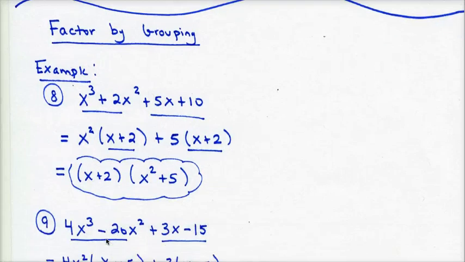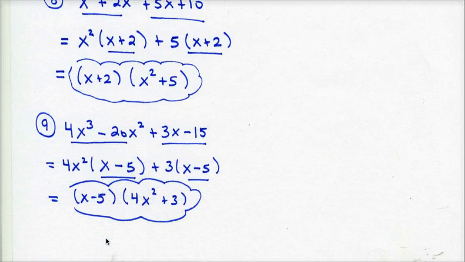I'm going to do a few more. So here's number 9. Number 9 says, okay, now it's 4x cubed minus 20x squared plus 3x minus 15. 1, 2, 3, 4 terms. Big clue is factor by grouping. So group the first 2 and then the last 2. This usually works. On a rare occasion, you might have to rearrange.